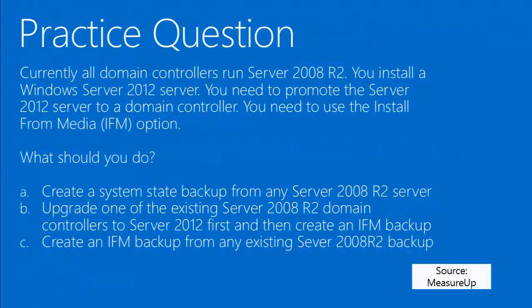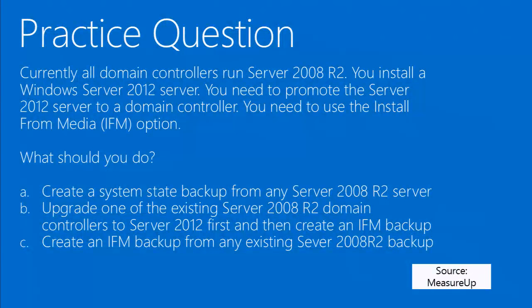Okay, so let's take a look at the next practice question. This is about install from media, in fact. It says here, currently all domain controllers run Server 2008 R2. You install a Windows Server 2012 server. You need to promote the server to be a domain controller as well. You need to use the install from media option. What should you do? So again, all the existing ones are 2008 R2.